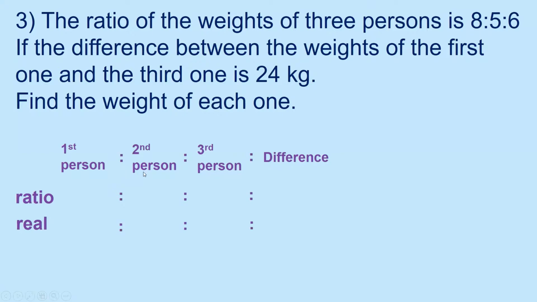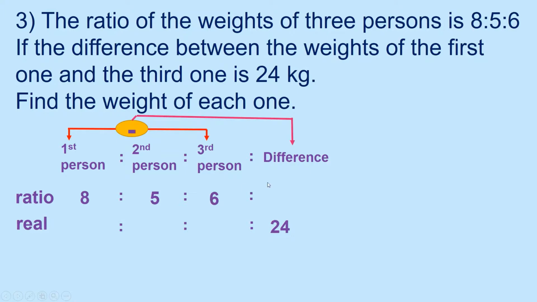So we have first person, second person, third person, and we have the difference between the first and the third person. So let's put the ratio. Ratio between the first and the second and third is 8 to 5 to 6. And the difference between the first person and the third person equals 24 kilograms. So let's find the ratio of the difference between the first person and the third person.